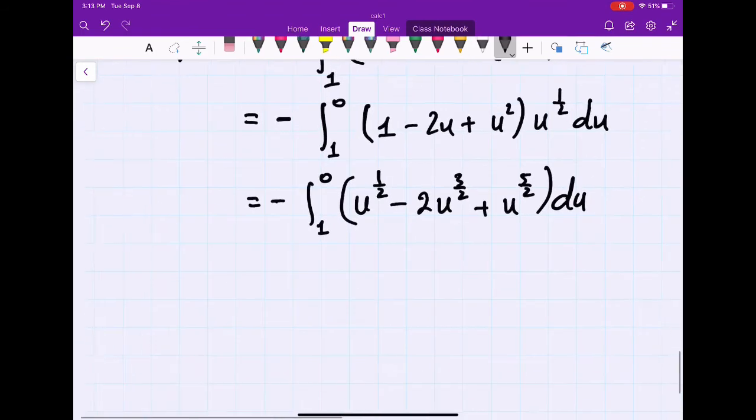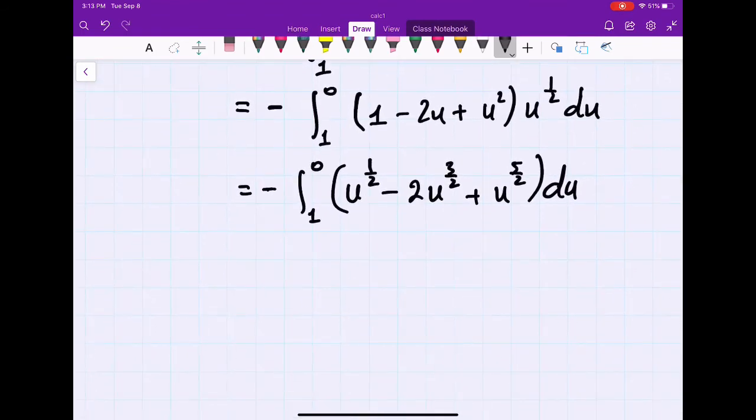And now you use the power rule. Actually, I did mention one thing: if you have an integral from a to b with a negative in front, there should be an integral from b to a. The negative just changes the direction. But that's fine, you might keep it like this. Let's integrate this way, and we'll see what happens at the end.